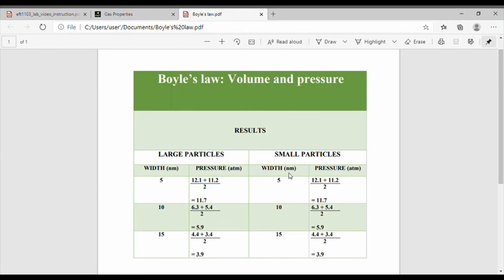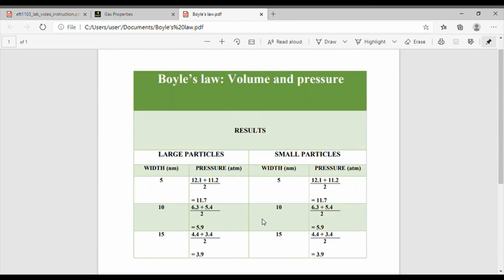The result here shows the large particles and the small particles have the same pressure. Why? This is because matter in each state exhibits distinct characteristics. Gases do not have a fixed volume or shape. As a result, gases respond to pressure changes by changing their volume. In other words, gases are compressible.